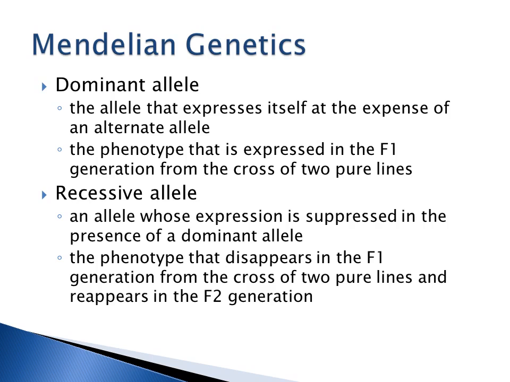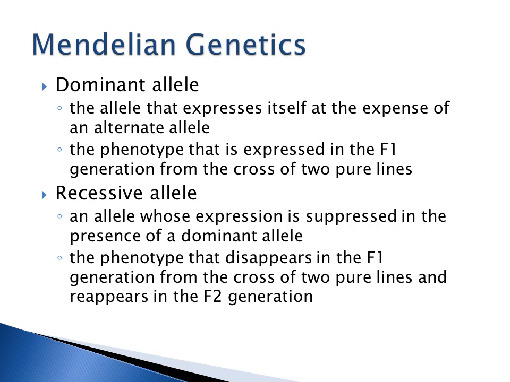So many of our inherited diseases follow Mendelian genetics, although not all of them do. In Mendelian genetics, you have dominant alleles and recessive alleles. The dominant allele is expressed at the expense of an alternate allele. So the phenotype that's expressed in the first generation is from that cross of two pure lines. And a recessive allele, the expression of that allele is going to be suppressed if there's a dominant allele present.